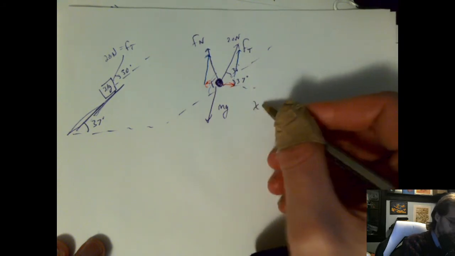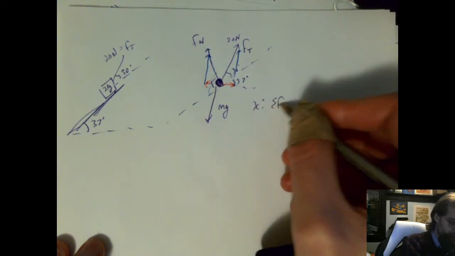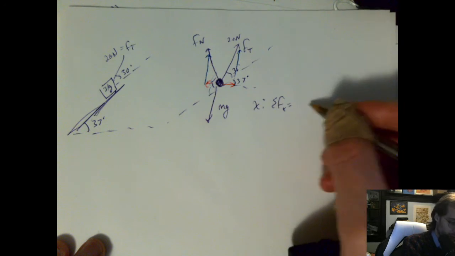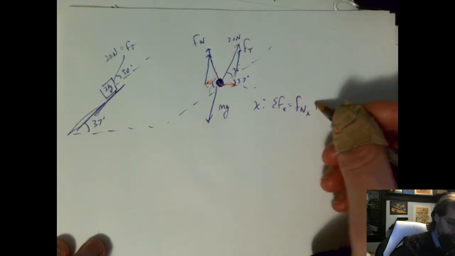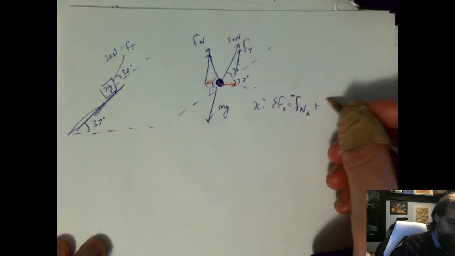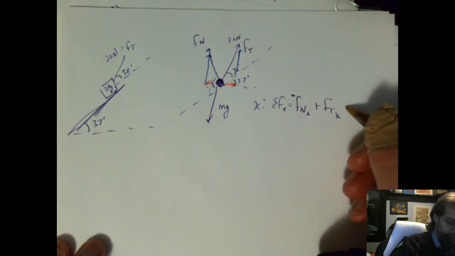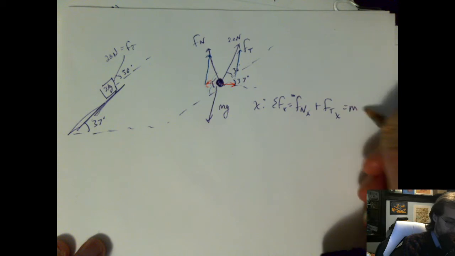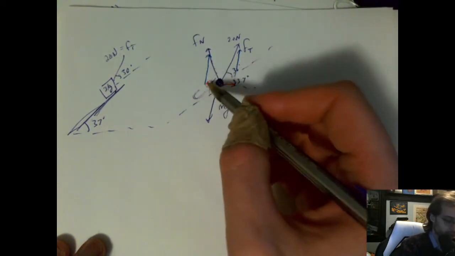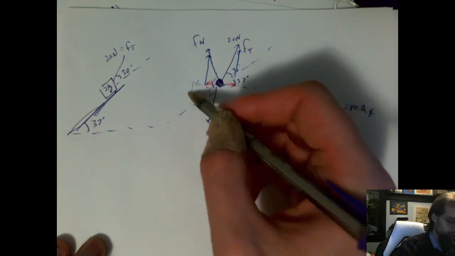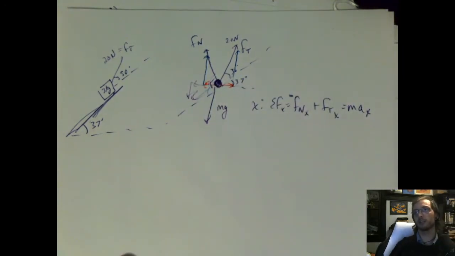And when we do that all out, we'll wind up with an x equation where our net force in the x direction will be equal to the negative normal force x component plus the force of tension's x component, and that'll need to be equal to mass times acceleration in the x direction, because this block is accelerating diagonally. So there's going to be a component to the acceleration in the x direction and a component to the acceleration in the y direction.